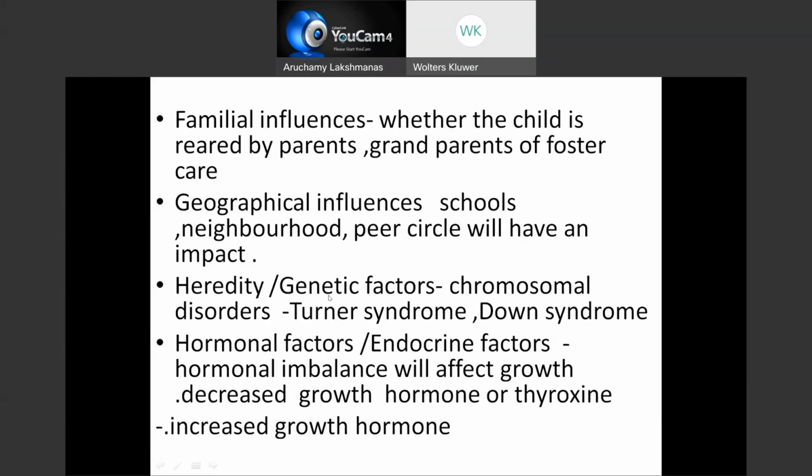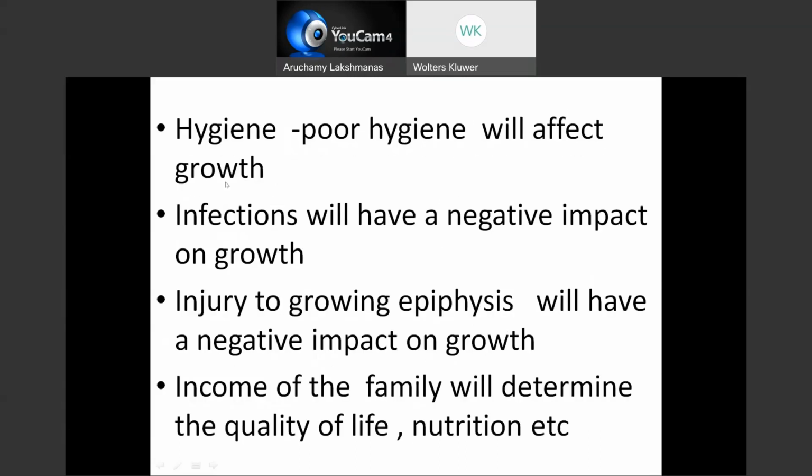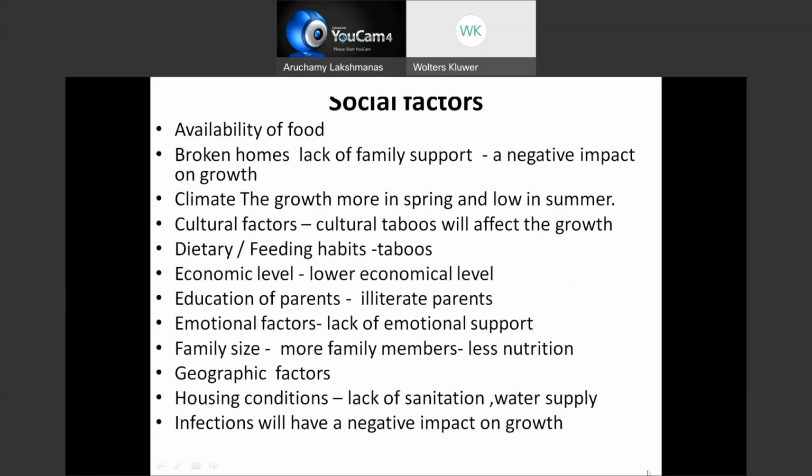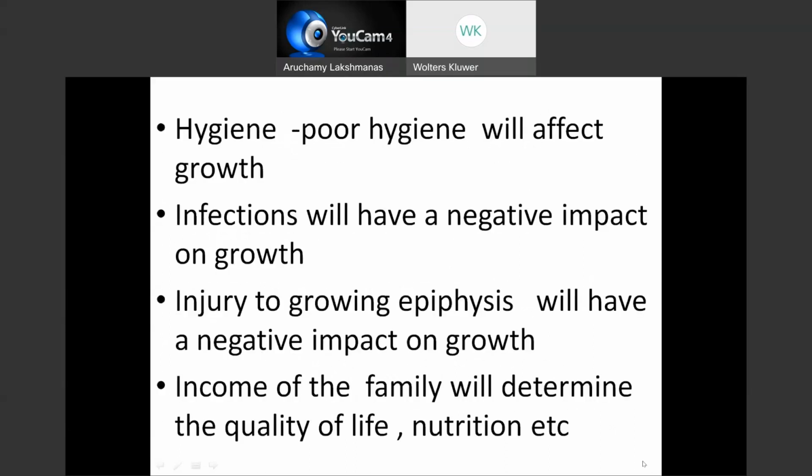And hereditary genetic factors, like Turner syndrome, Down syndrome, the growth will be low. Hormone factors, endocrine factors, again, growth hormone deficiency or thyroxine deficiency will affect the growth. And increased growth hormone will have positive growth. Yeah. So here I have given it in ABCD, it will be easy for you to remember.